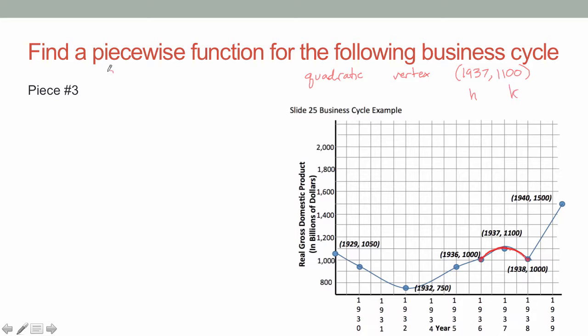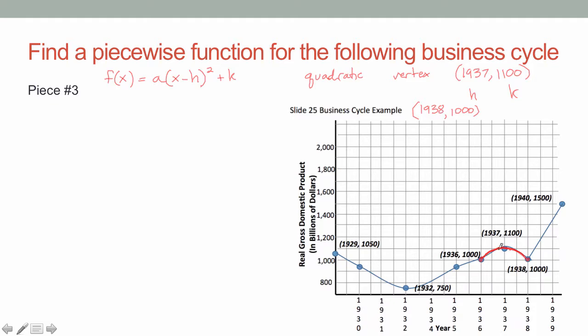Let's pull back our vertex form again. All quadratic equations can be written in vertex form just like this. So we've got H and K, we're almost good. I just need another point. So I used 1936 and 1,000 last time. Let's use 1938 and 1,000 this time. We'll use this as our second point.